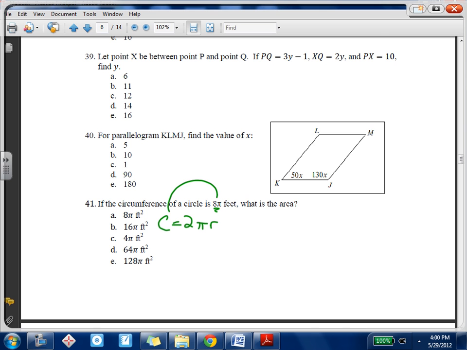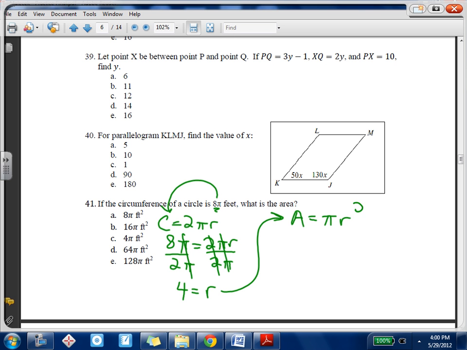Plug in your circumference into the c value, so 8 pi equals 2 pi r. Divide both sides by 2 pi. 2's cancel, pi's cancel. 8 divided by 2 is 4, equals, the only thing that's left is r. Now, we're not done yet because it asks for the area. So we need to take this radius and plug it into the area formula. The area of a circle is pi r squared. So the area is equal to pi times 4 squared. 4 squared is 16. So the area is 16 pi.